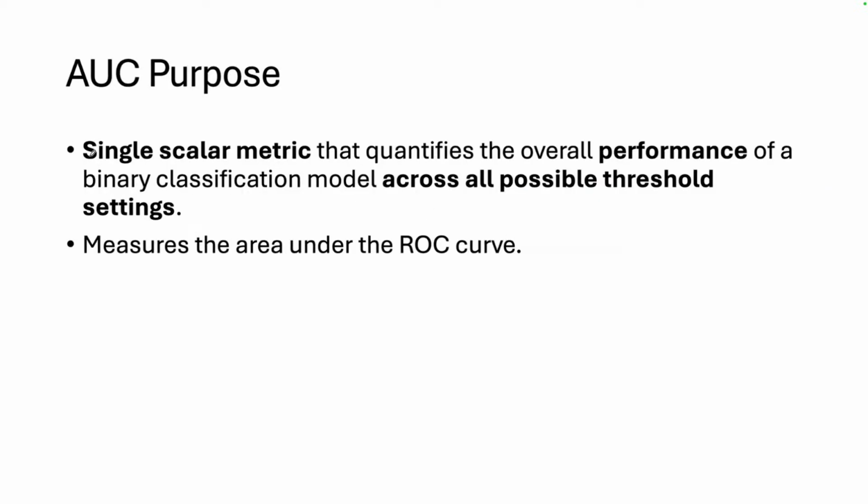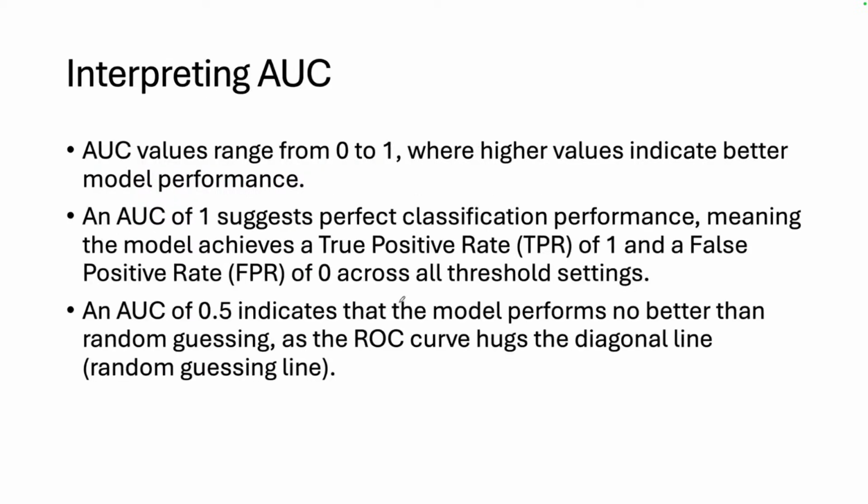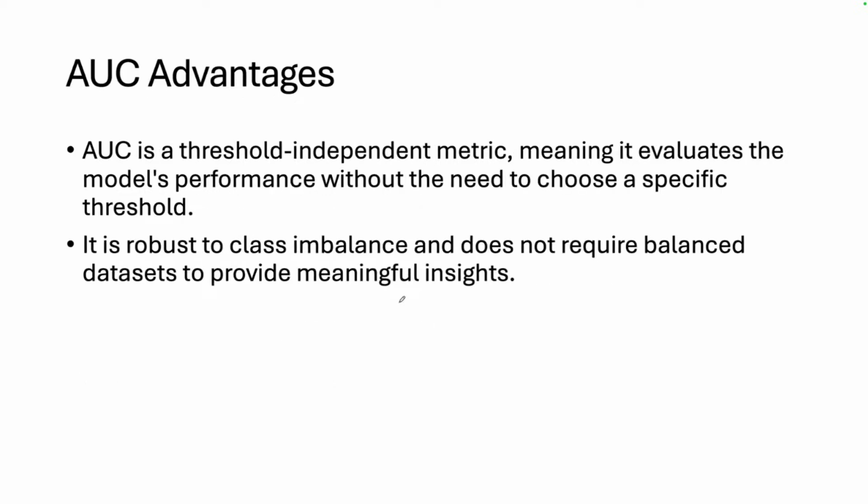So the AUC is a singular scalar metric, and it quantifies the performance of a binary classification model over all possible thresholds. So we can use it to measure the area under that ROC curve, for example. Okay, so we talked about interpretation.